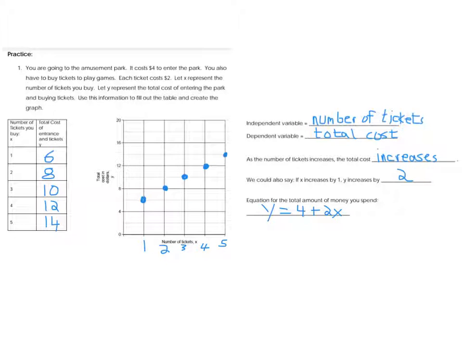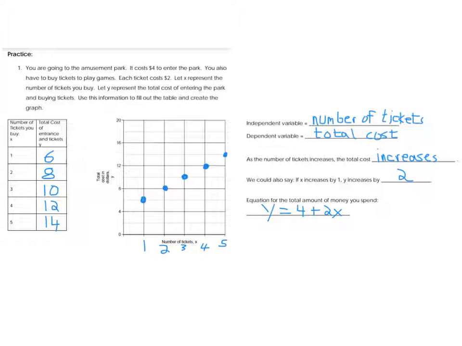So let's see. So for one ticket, there's an original cost of $4, plus $2 for the ticket gives me a total of $6. For 2 tickets, again, we have a starting cost of $4. $2 for each ticket is another $4, that gives me $8. And we have 4 plus 3 times 2 is 10. Another 4 plus 4 times 2 is 12. And then 5 is 4 plus 5 times 2 is 14. And then if I label each one of these as 1, 2, 3, 4, 5, here is the graph.